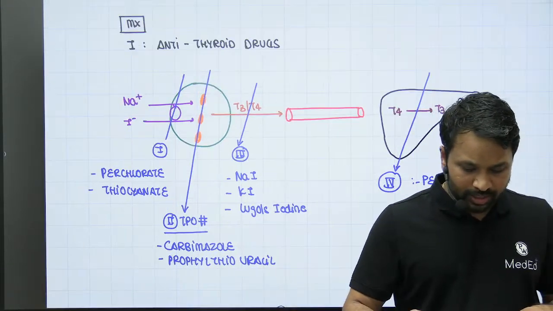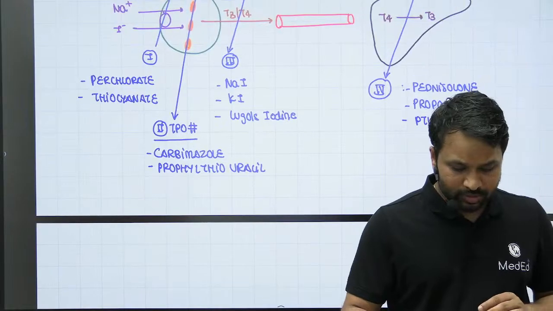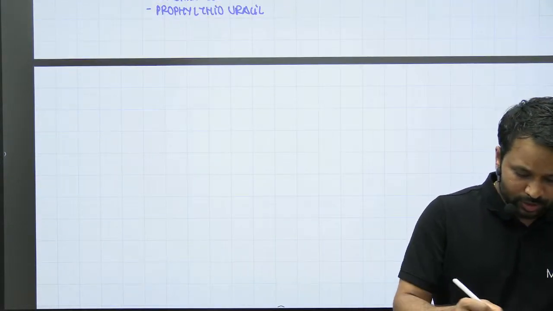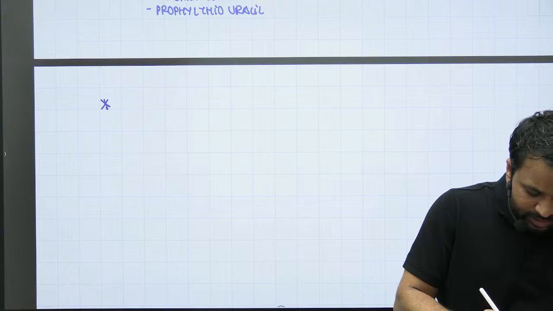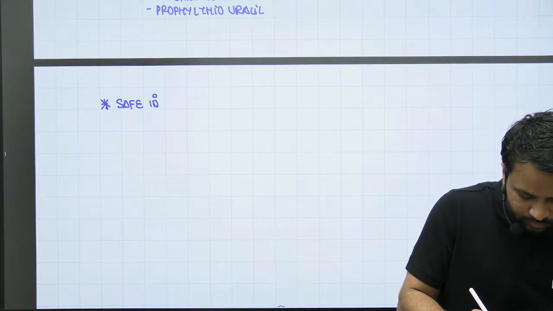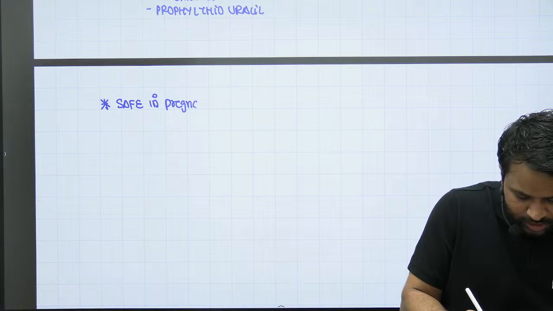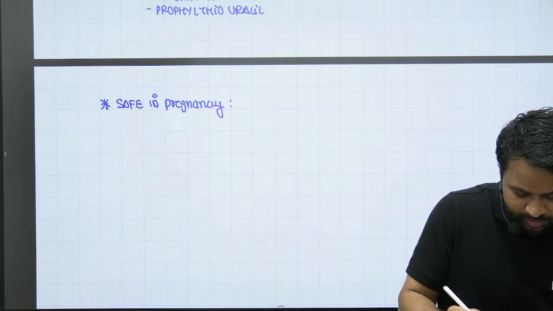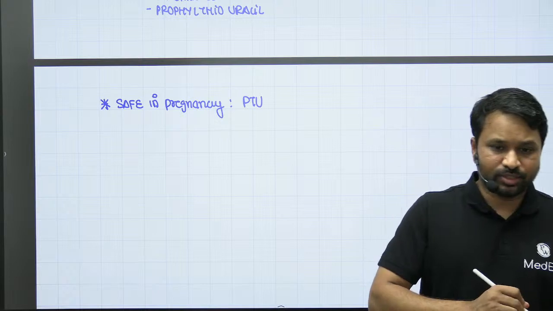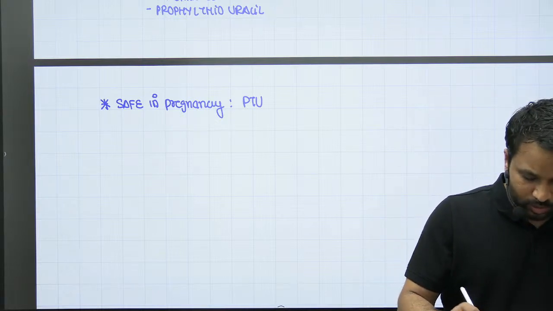Now, what are the points to be remembered in terms of the thyroid drugs? Number 1, which anti-thyroid drug is safe in pregnancy? The answer is propylthiouracil.